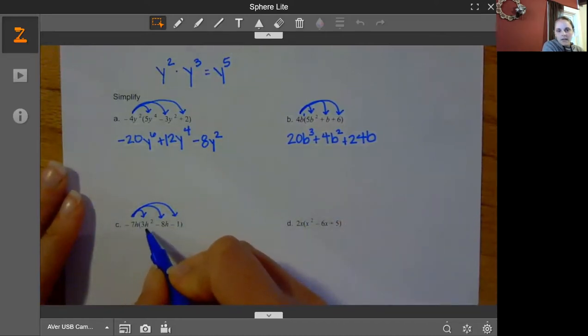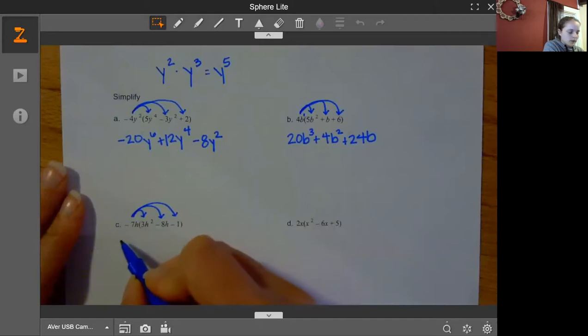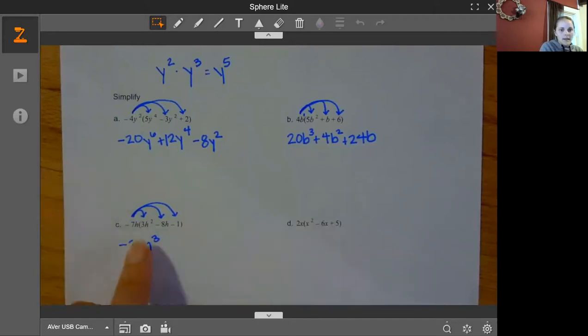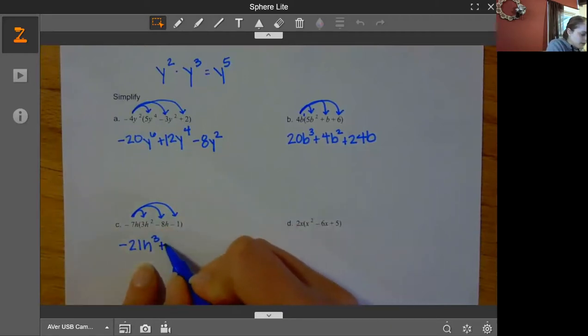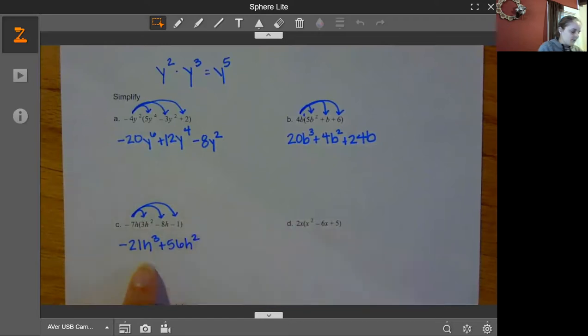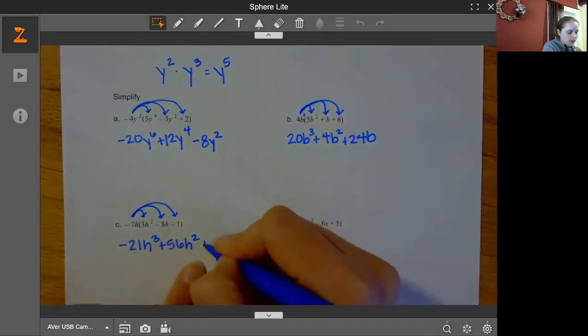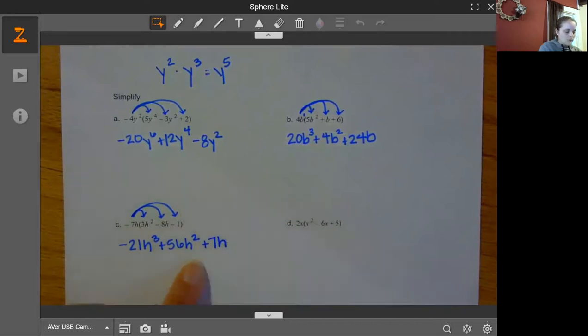Negative 7h times 3h squared gives me negative 21h cubed. And then we have negative 7h times negative 8h is going to give me a positive 56h squared. And then you're going to have negative 7h times negative 1, which would give me a positive 7h.